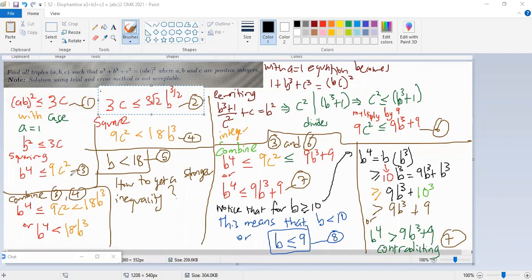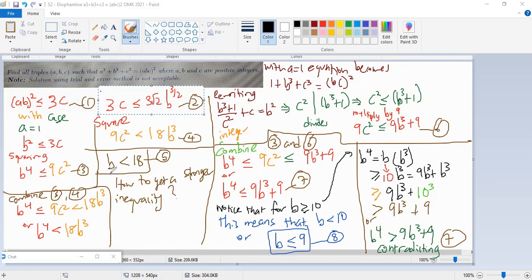I just square it. Why am I squaring it? Actually, I already played with it, so I'm just writing a formal solution. Later, you'll see why, because 3 and 4 I can combine. The reason is I want to make 9C square less than 18B cubed, which I also did on the earlier page. Please have a look at that. So B to the power of 4 is less than 18B cubed.